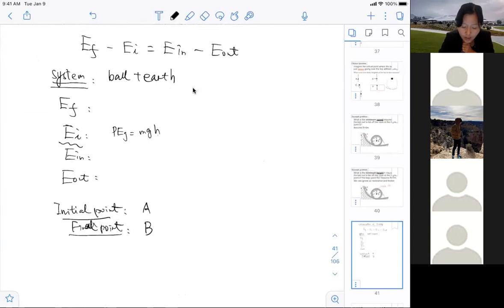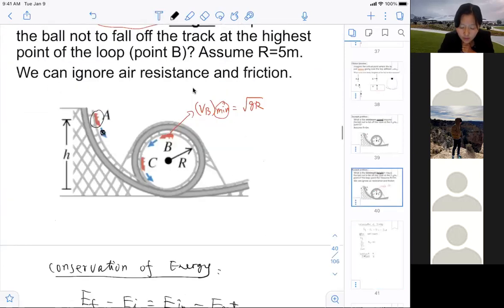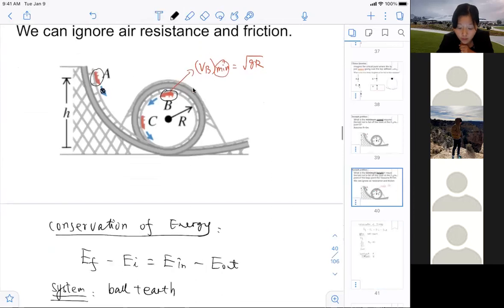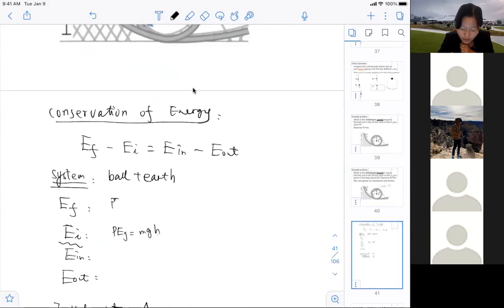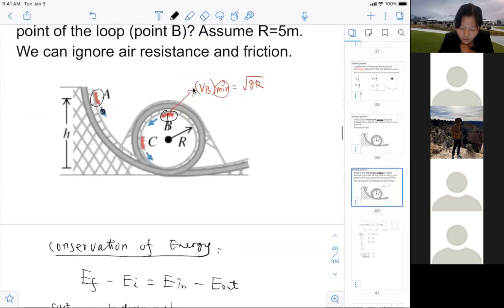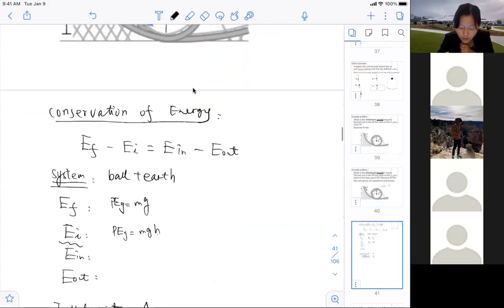mgh, h at height A. And what kind of energy does your system have at point B? That's what you defined to be the final point. At point B, what do we have? Also potential, very good. Point B has potential, and it's mg times the height of B. The height of B is the diameter of the track, which is 2r, different now, okay?